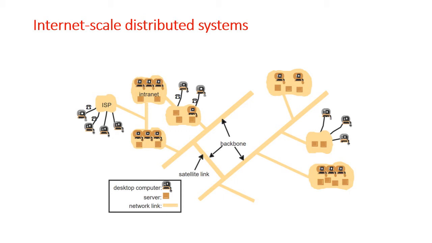So this is an outline of internet scale distributed systems. The various components in this diagram are desktop computers, then there are servers, and then there are network links. All these desktop computers may connect to a server, and those servers are linked to the network by using various links. And these global links can be through satellite links, or the backbone networks, which can act as the backbone network.